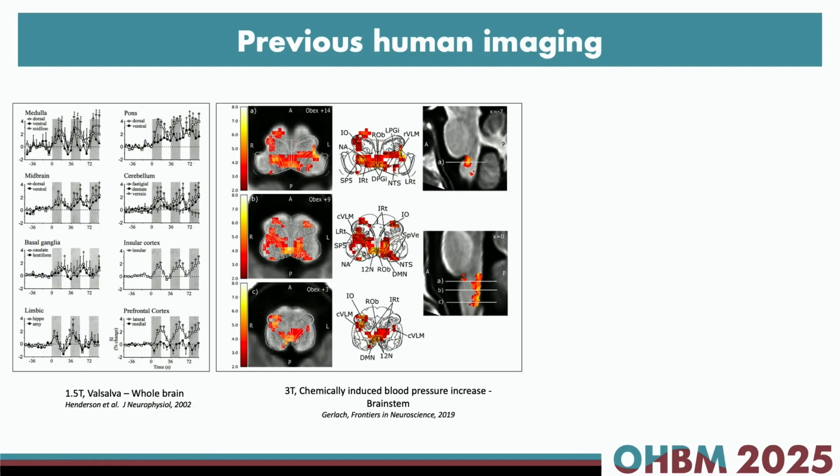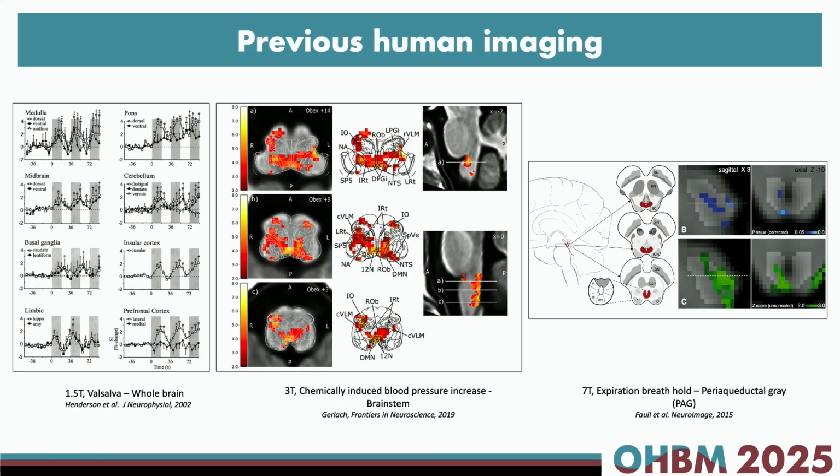Then we moved into 3 Tesla as imaging progressed, and Gerlach did this study with chemical stimulation to increase blood pressure, so an infusion of a drug. And this showed this really dramatic response within the brainstem, which was very exciting, but it also makes you consider, I wonder if we can tease these nuclei out with better specificity. Then we move on to the first 7 Tesla study, looking at these responses in the brainstem, and this was an exploration breath hold study, and it really teased out these regions within the PAG that were responsible for controlling this blood pressure. But these, again, are all evoked responses through Valsalva.